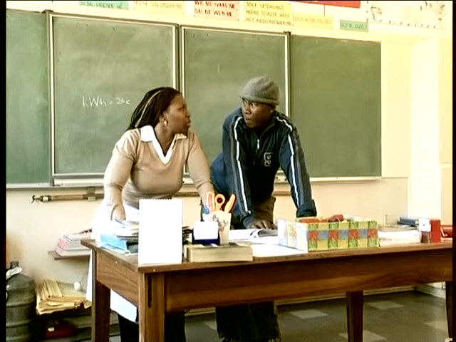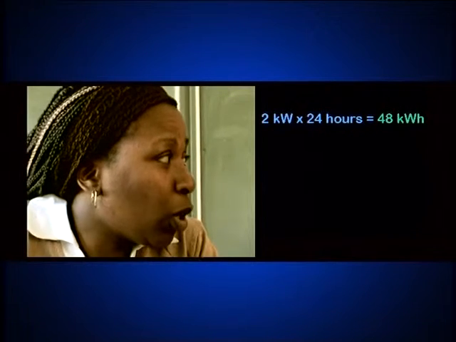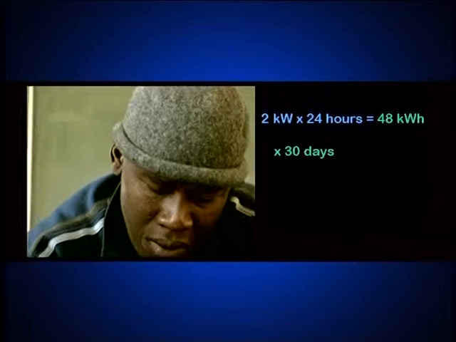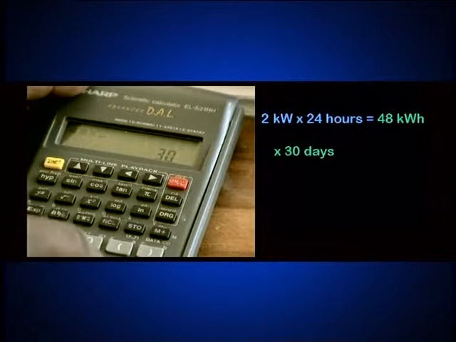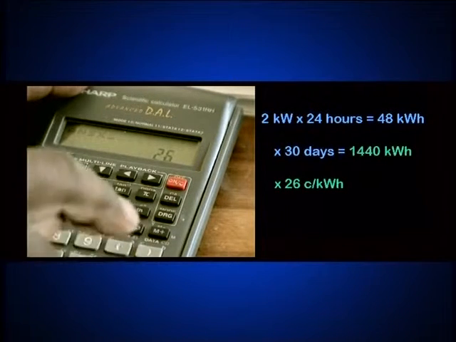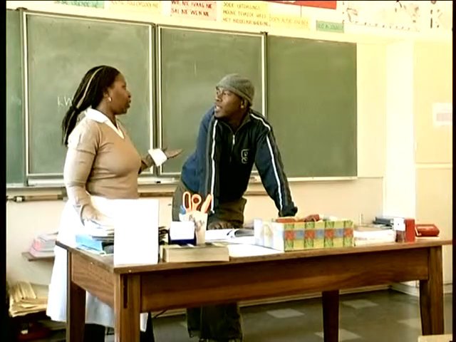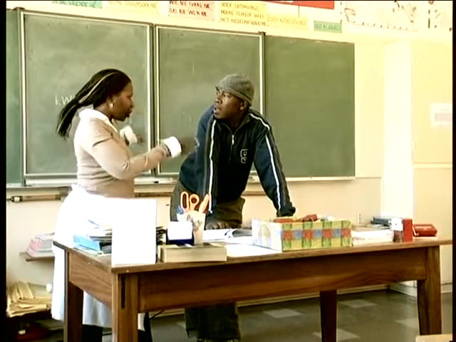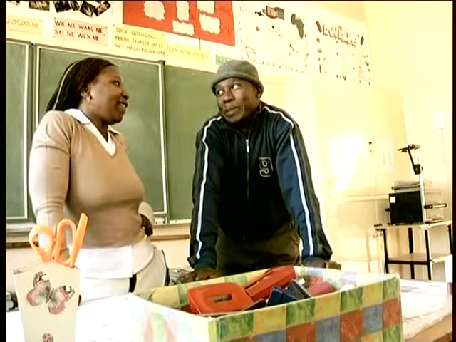But you're leaving your heater on all the time, so you're using 2 kilowatts times 24 hours, which is 48 kilowatt hours. Multiply that by 30 days. 48 multiplied by 30 is 1,440 kilowatt hours a month, and I multiply that by 26 cents. That's 374 rands 40 cents. See what a huge difference that is between using your heater selectively and leaving it on all the time. 78 rand versus 374. Just the thought of it makes me cold.